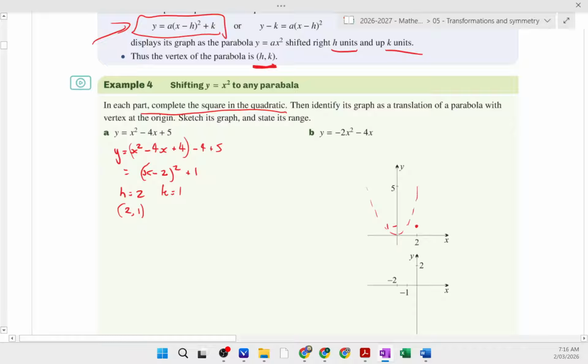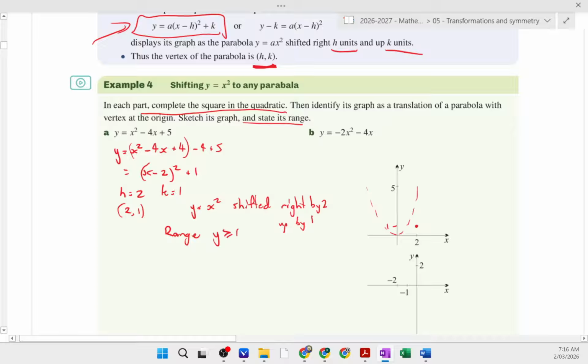So my parabola was there. That's my y equals x squared, and I've now shifted it across. So we have a look at that and we go, okay, y equals x squared has been shifted right by 2 and up by 1. So that's why my vertex has moved to where it is. That means my range, because we need to state its range, is going to be y is greater than or equal to 1.